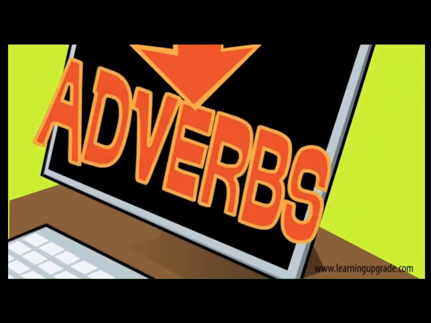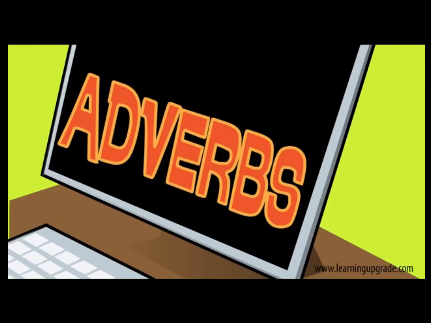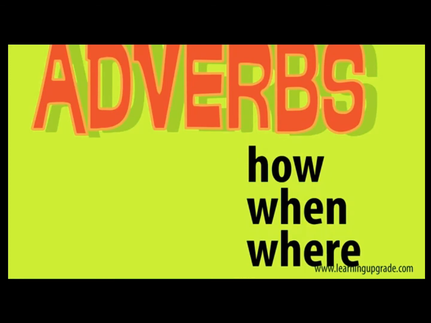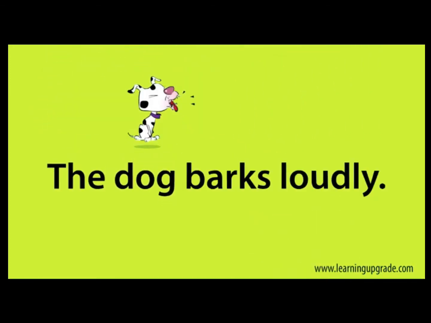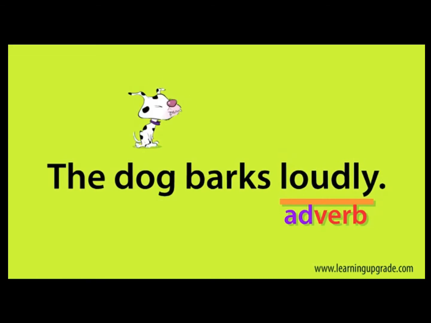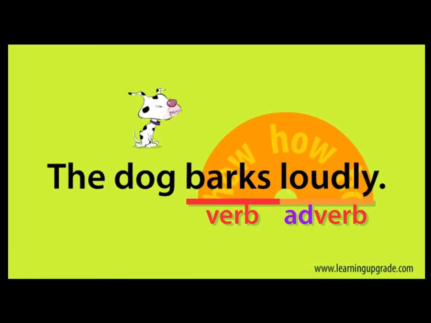An adverb tells you more about a verb. Adverbs tell us how, when, and where the action takes place. The dog barks loudly. The adverb loudly tells us more about the verb barks. The adverb loudly tells us how the dog barks.